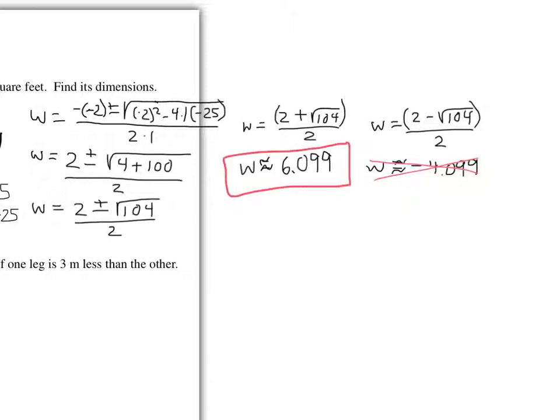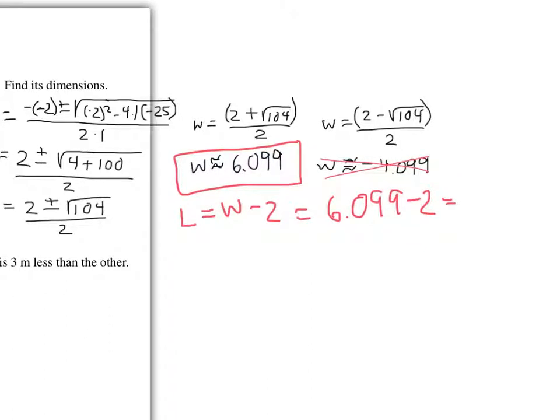The width of 6.099, and we said that the length was the width minus 2, which is 6.099 minus 2, and that is approximately 4.099. Notice it's just the opposite of what we got before. So we are asked to find the dimensions. Let's state our answer in a complete sentence.